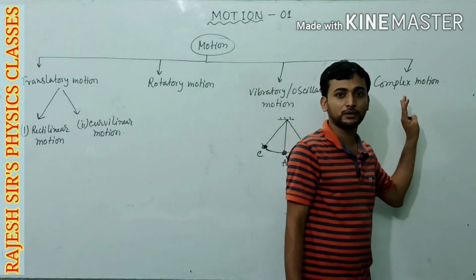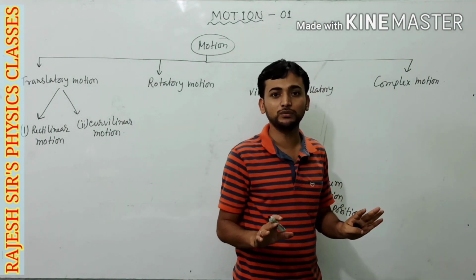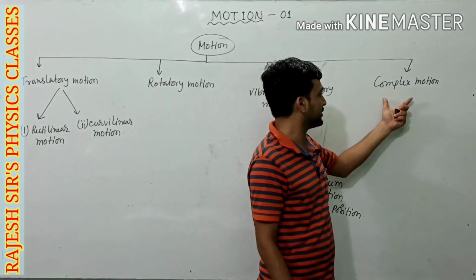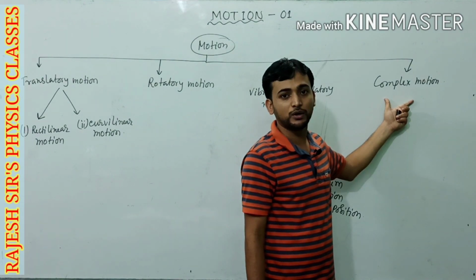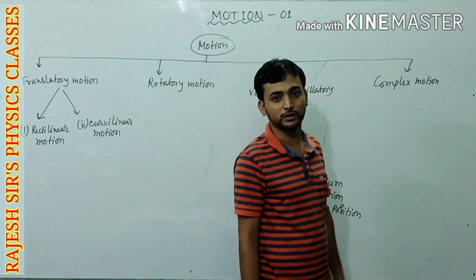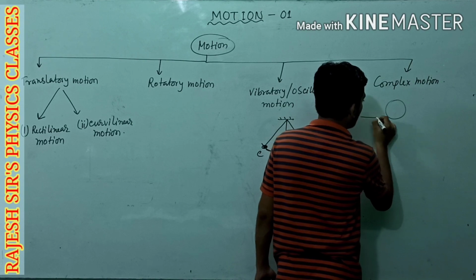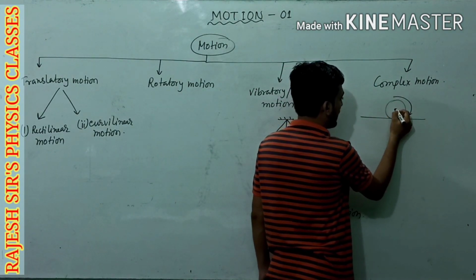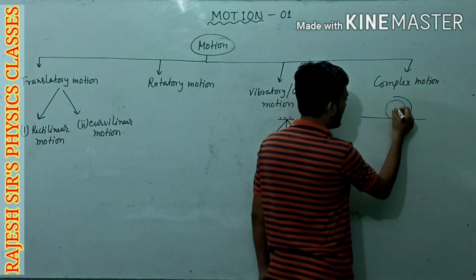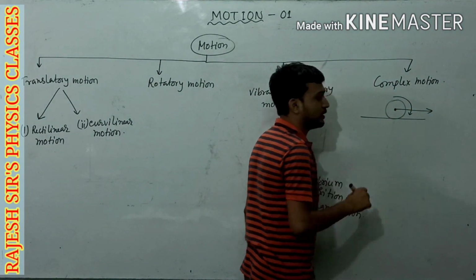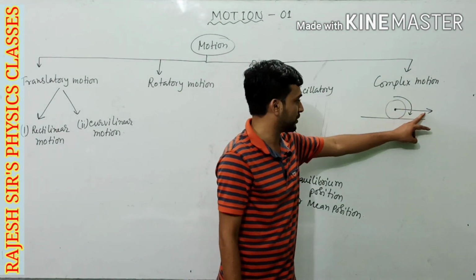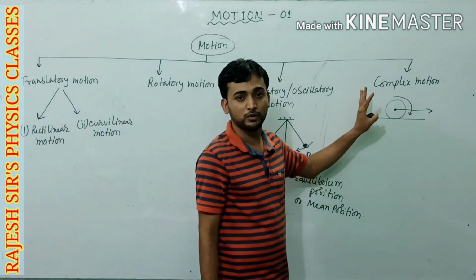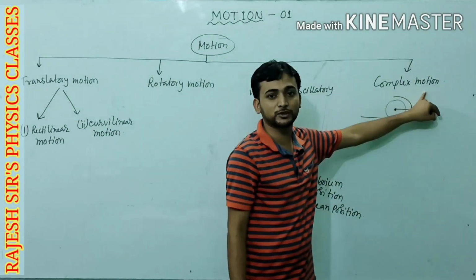Now complex motion. In some cases, objects are found to perform two or more motions. In this case, the motion performed by the object will be known as complex motion. So in this case, the ball will perform two kinds of motion. One is rotation about its axis passing through its center, and another is translation in the forward direction. So both translation and rotation are there, and the motion performed by the rolling ball will be complex motion.